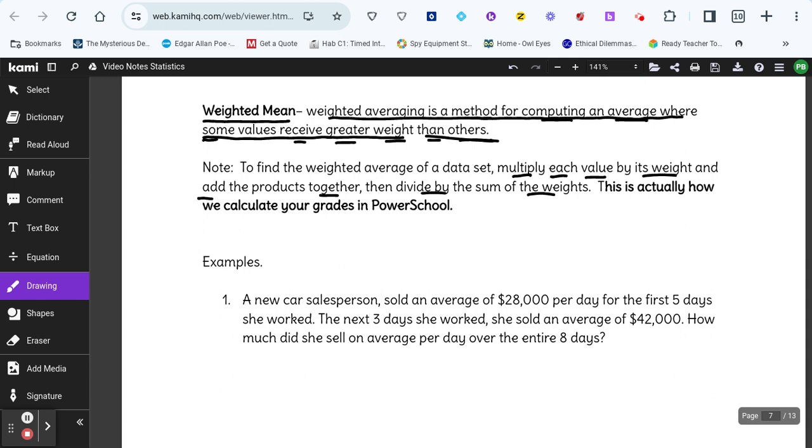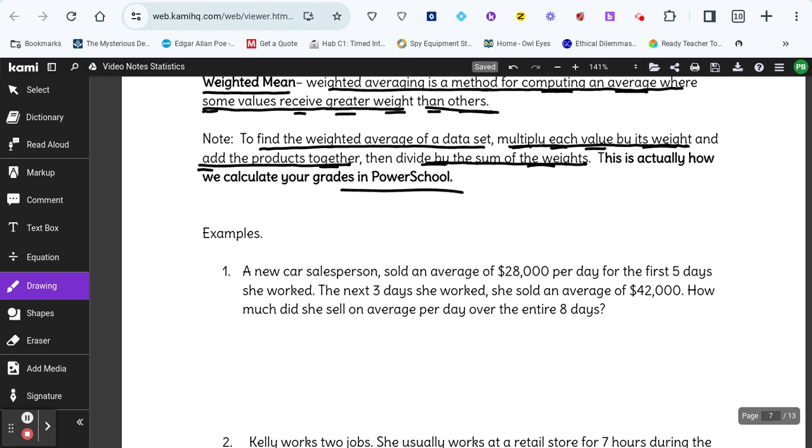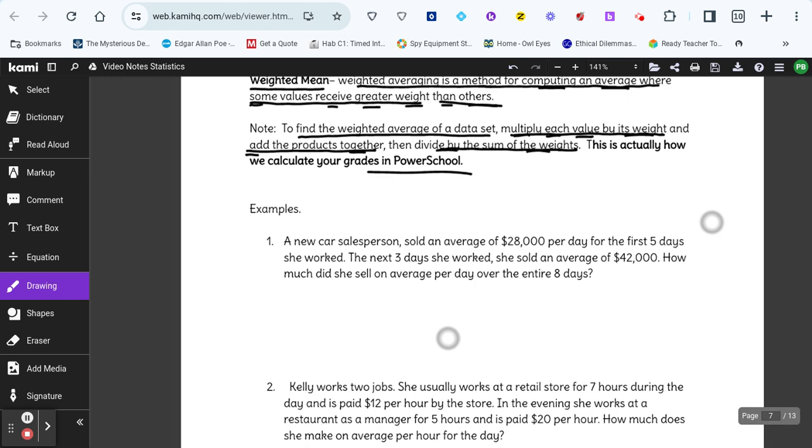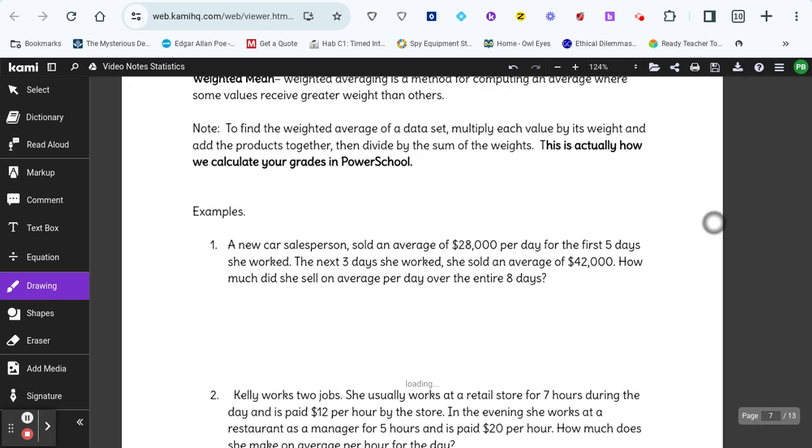All right, but let's go on. It says to find the weighted average of a data set, all you do is multiply each value by its weight and add the products together. And then you're going to divide by the sum of the weights. This is actually how we calculate your grade in PowerSchool, so I'm going to show you that today. Let's start off with example one. I won't do the PowerSchool thing right now, but we'll start with example one, and you'll have an idea of what weighted averages are.